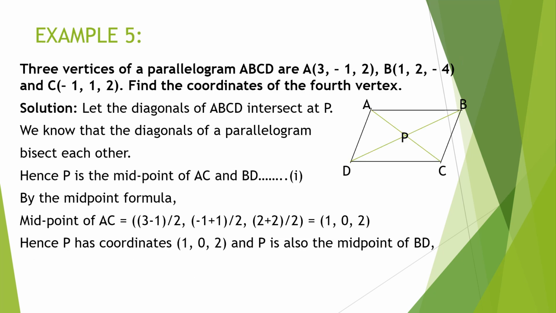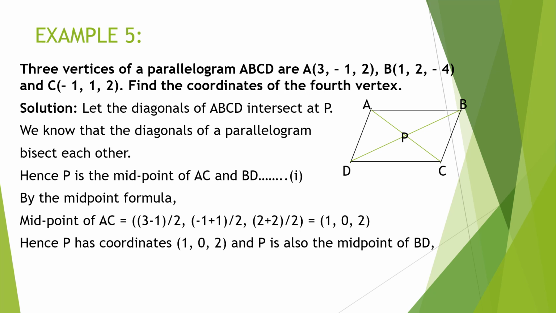Next example. 3 vertices of a parallelogram ABCD are given, which are A (3, -1, 2), B (1, 2, -4) and C (-1, 1, 2). You have to find the coordinates of the fourth vertex. Now, you know some properties of a parallelogram. We know that the diagonals of ABCD intersect at, say, P, and the diagonals of a parallelogram bisect each other. So we are going to use this. Diagonals of a parallelogram bisect each other, meaning P will be the midpoint of AC and P will also be the midpoint of diagonal BD.